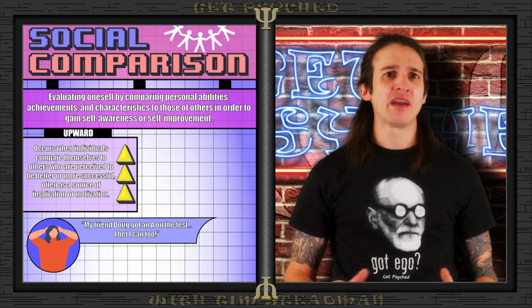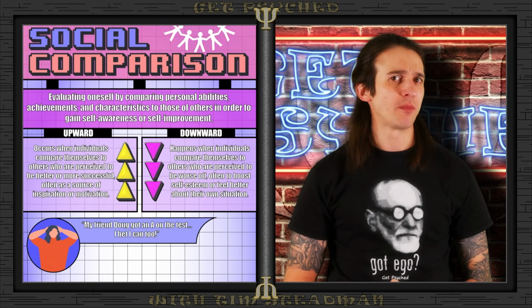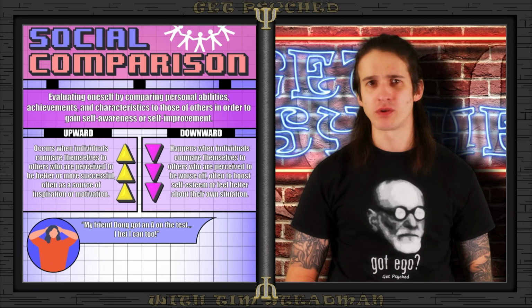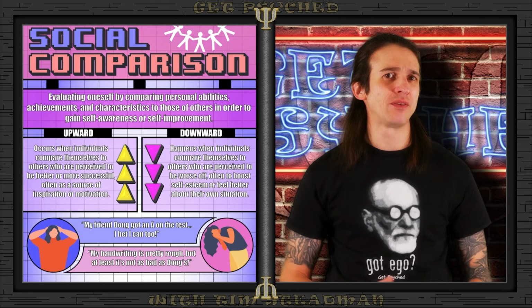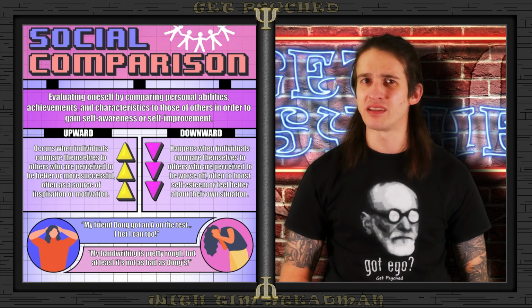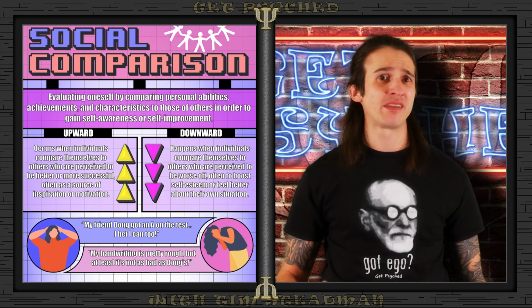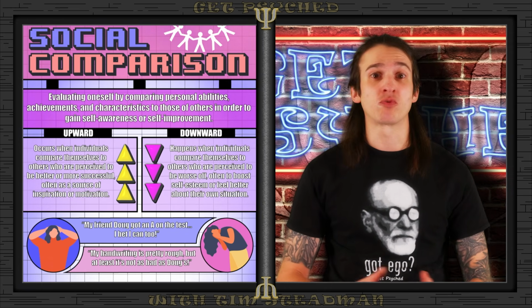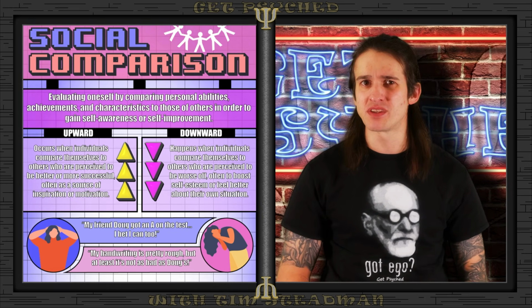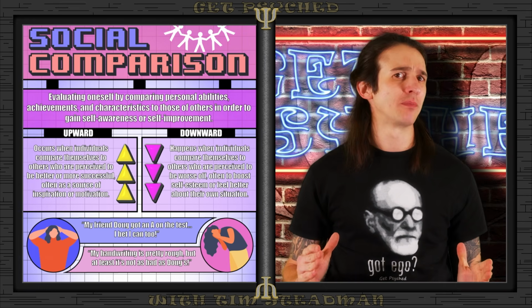Now on the flip side, we have downward social comparison, where you compare yourself to someone who's doing worse off. This is like looking at a classmate who didn't study at all for the test and thinking, well, at least I'm doing better than that jabroni. This one's great for a quick confidence boost, but it doesn't exactly push you to improve.